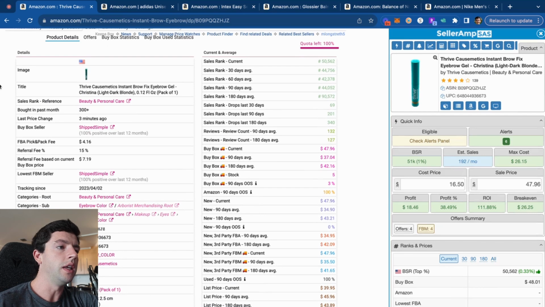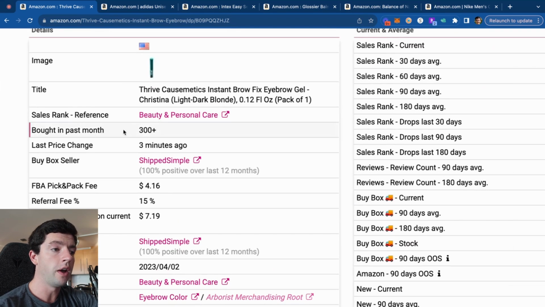We can now see the averages of these different products over time. Now, I don't really need to look at this data as much as I used to, just because I have a really good muscle of reading Keepa charts now that I've sold well over 100,000 units. But we can see the bought in the past month. I don't love the accuracy of this data. However, it definitely doesn't hurt.